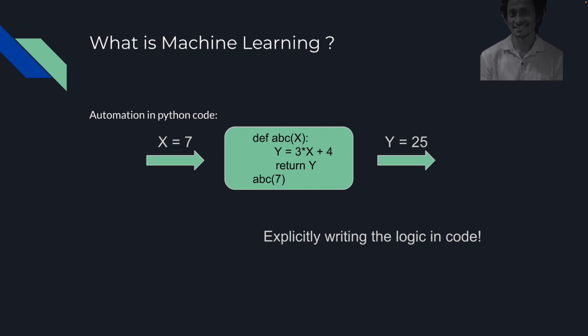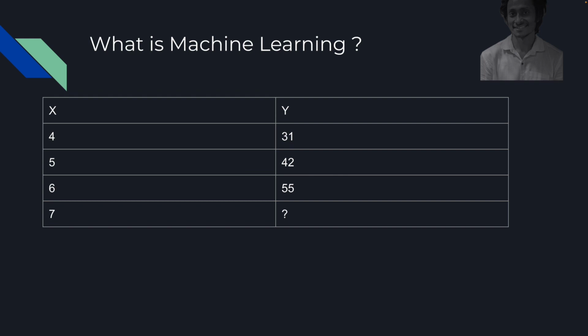I will simply pass x equal to 32 to this Python file and it will give me the output of y. This is simple automation. Great. Now, where does machine learning come into the picture? Let us see a little bit more complicated example, a little bit more complicated data.